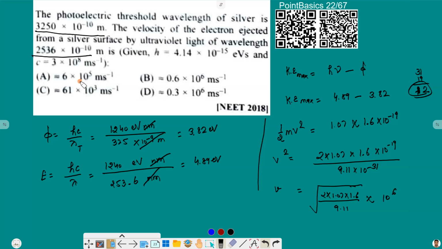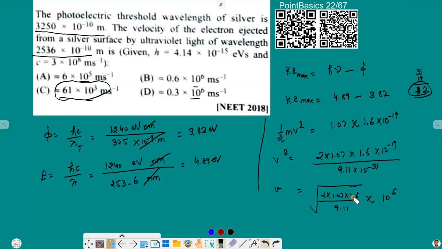So yeah, now all the options have 10 raised to power 5 or 6. So basically, this option can be rejected. Option C can be rejected, as this is 61 into 10 raised to power 3. Now we have to calculate or solve for this one. Now to approximate this one, what can we do here?